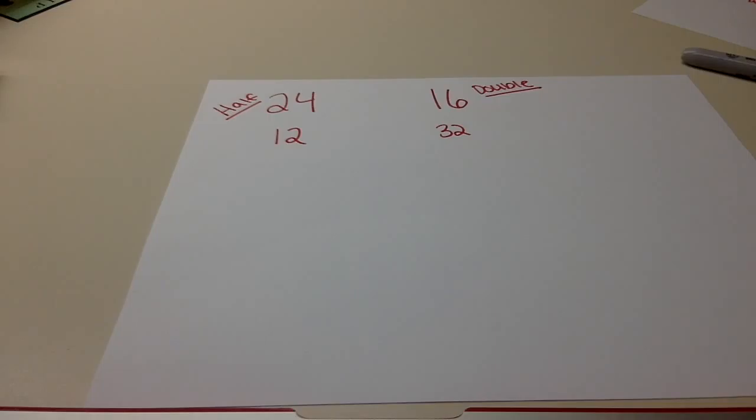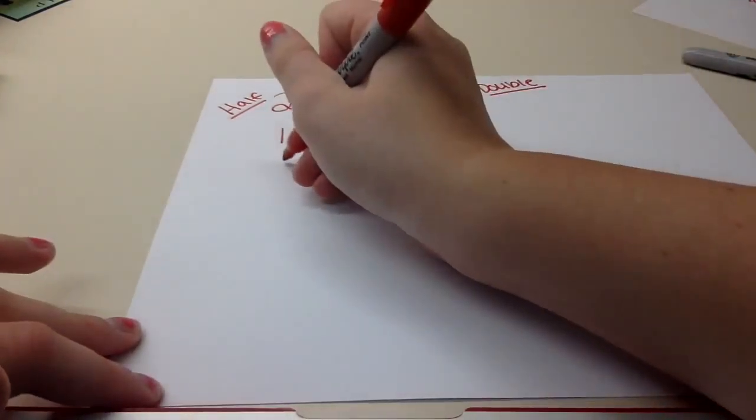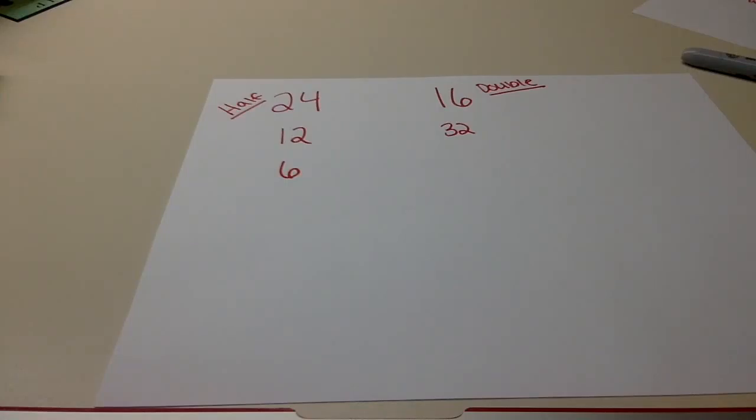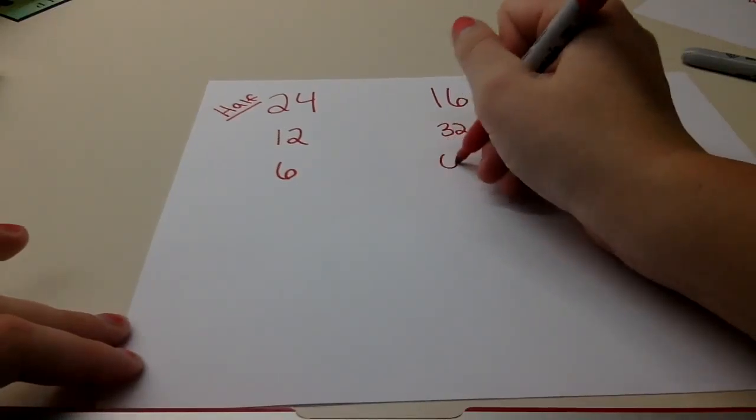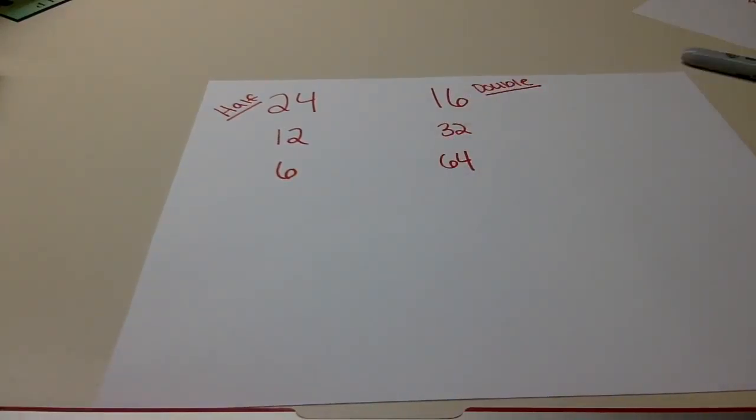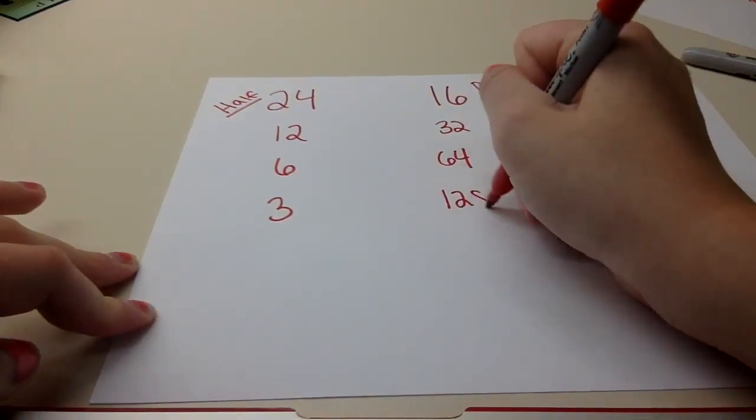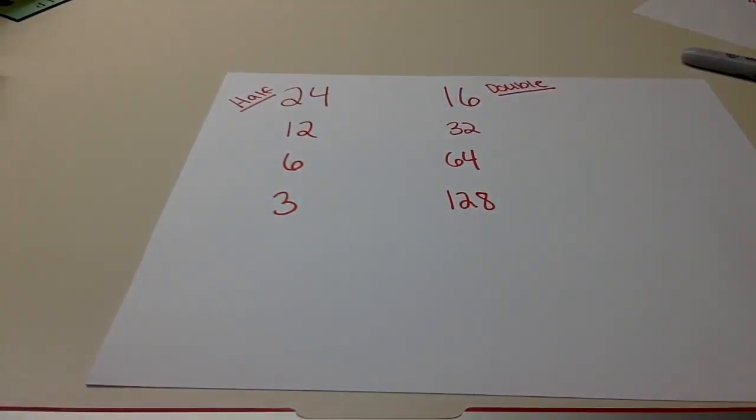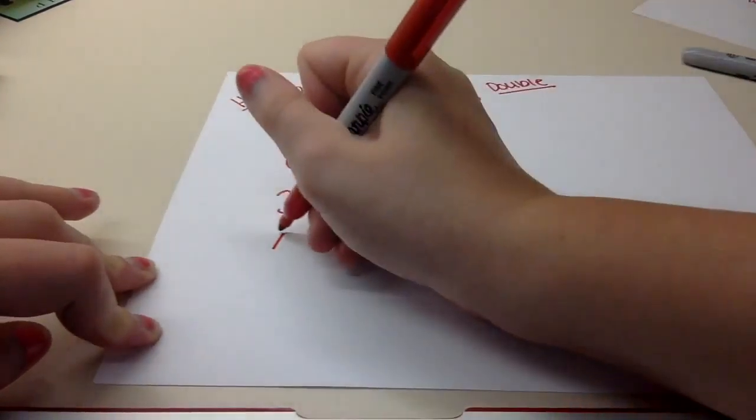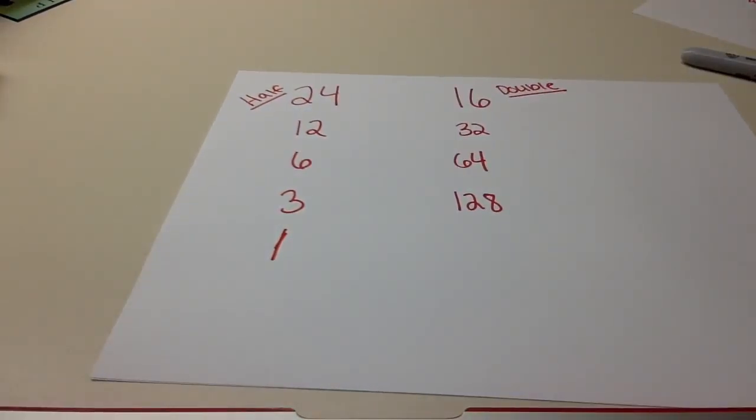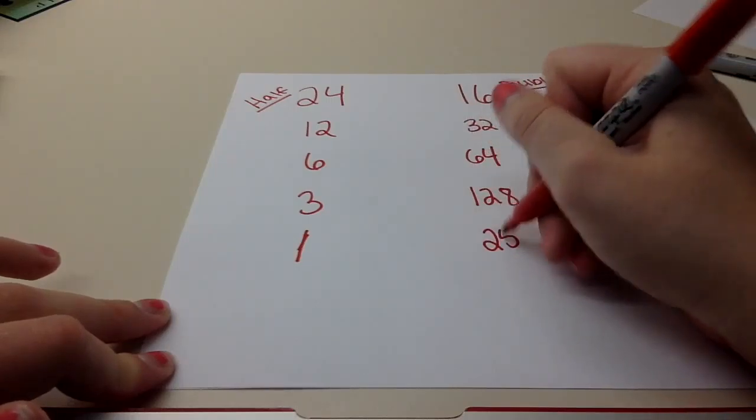So 12 divided by 2 is 6. 32 times 2 is 64. 6 divided by 2 is 3. 64 times 2 is 128. And 3 divided by 2, this is an instance where it would give you 1.5. So you just do 1. And then 128 times 2 gives you 256.